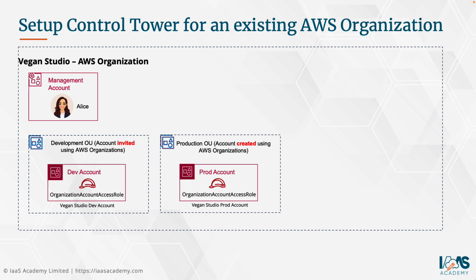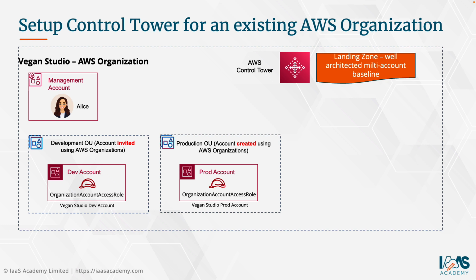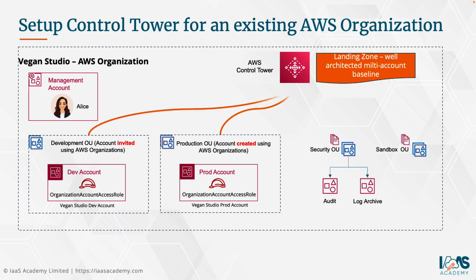Now, when we actually configure Control Tower for an existing AWS organization, we're obviously going to be deploying the base landing zone, which is the well-architected multi-account baseline configuration that's going to set up some additional OUs like the security OU and the sandbox OU, and also deploy the audit and log archive accounts at a bare minimum. Next, we're then going to register the existing OUs that we have in our Vacant Studios AWS organization, which is going to enroll those dev and prod accounts under the governance of Control Tower.